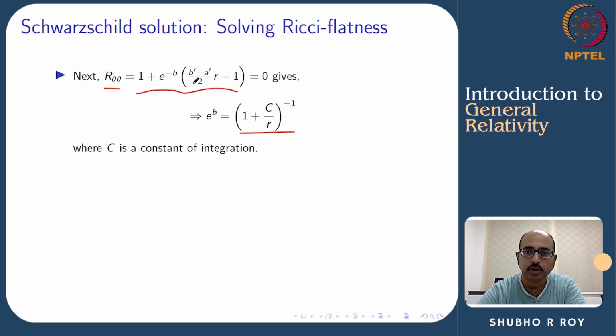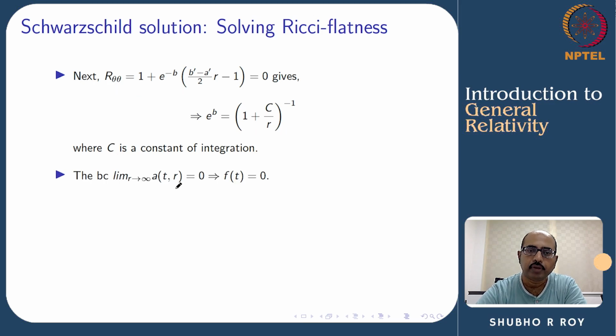Remember, this is a first order ordinary differential equation, so solving it will leave us with an undetermined constant of integration, which I'm calling C. Okay? So we have determined e to the B already, and now it's A. Now let's remember that we have the boundary condition that far from the source the metric should become Minkowski. That means A and B should vanish, and B automatically satisfies this condition, because if I put R equals infinity, then this is 1. Okay, e to the B is 1.